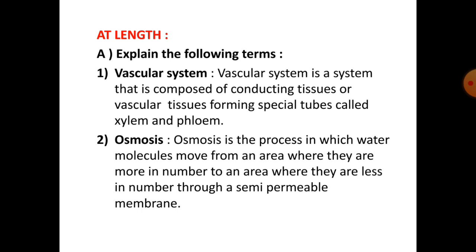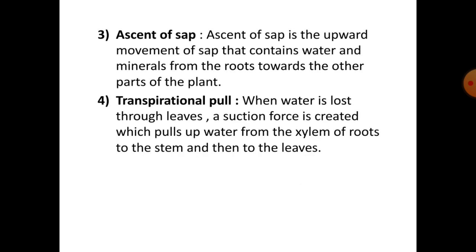At length, explain the following terms. Vascular system. Vascular system is a system that is composed of conducting tissues or vascular tissues forming special tubes called xylem and phloem. 2. Osmosis. Osmosis is the process in which water molecules move from an area where they are more in number to an area where they are less in number through a semi-permeable membrane.